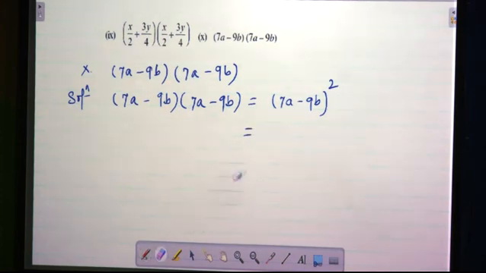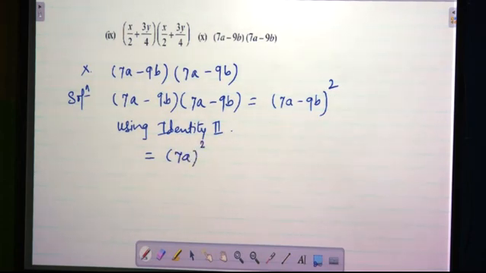Using identity 2, (x minus y) bracket square. Using identity 2, this becomes what? The RHS. I will write the equal to sign this side, so that I will get solving space. (x minus y) bracket square is x square, that is (7a) bracket square, minus 2 into 7a into 9b plus (9b) bracket square.